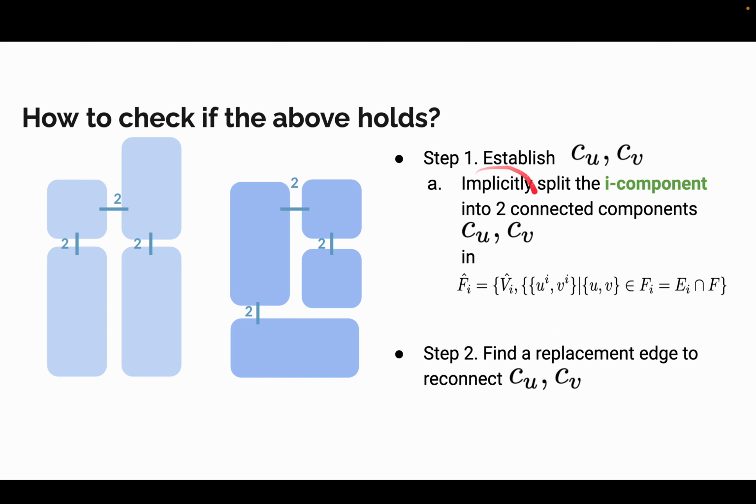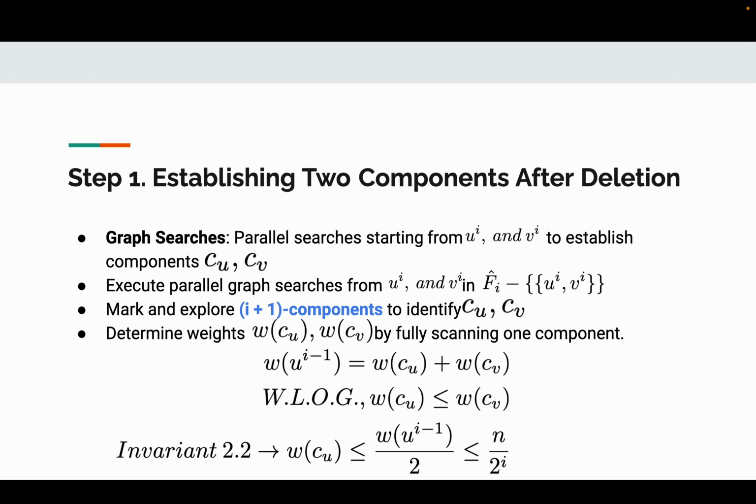All right. So this first step is to establish CU and CV to split the i component, and we want to implicitly split, not explicitly split. And the second step is to find the replacement edge to reconnect CU and CV. All right, quite confusing, is it? That's right. I really spent a lot of time digging into the materials in Section 3. But whatever, I hope it is more clear if I explain it to you this way.